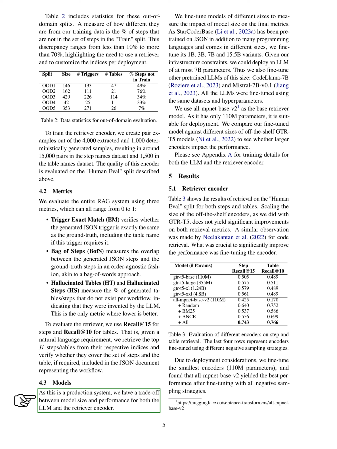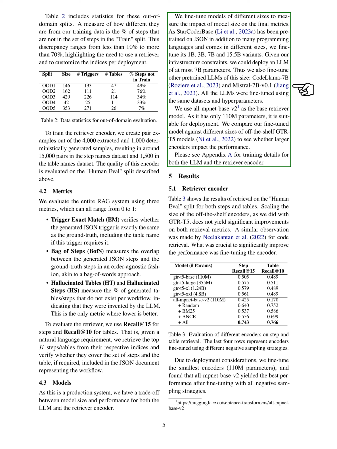In terms of models, we had to balance model size and performance for both the LLM and the retriever encoder in our production system. We fine-tuned models of different sizes to see how it affects the final metrics. We compared our fine-tuned model with various sizes of off-the-shelf GTR T5 models to understand the impact of larger encoders on performance.